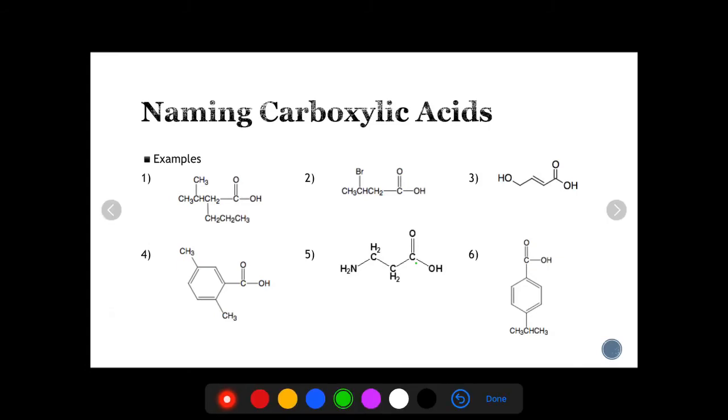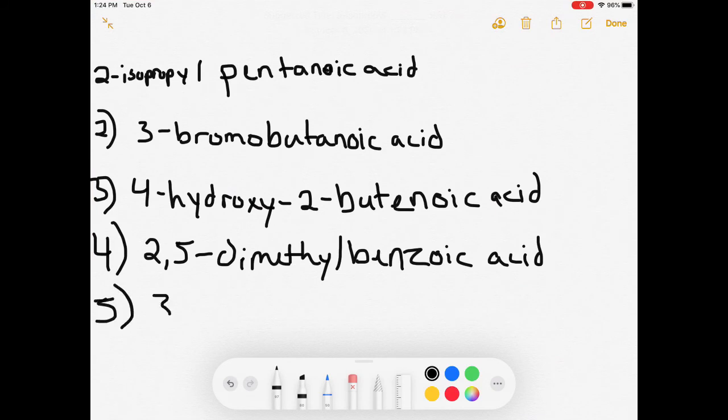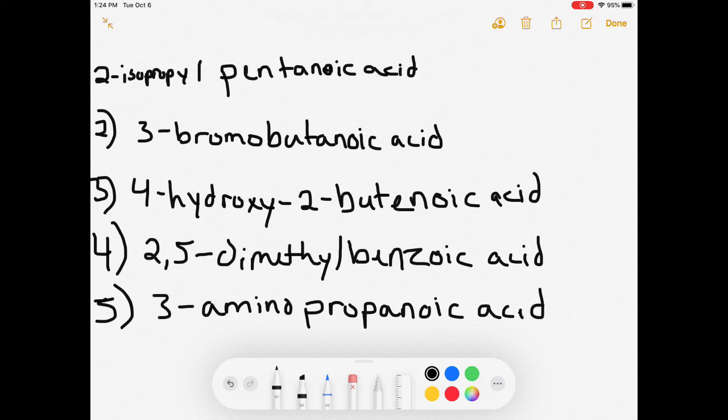Okay, and then number 5, we have 1, 2, 3. So we have an amine group here, amino group. So remember, it has lower priority than the carboxylic acid, so we're going to name it as a carboxylic acid. So we'll start by naming the amino group, which is on 3. So it'll be 3 amino, and then we had 3 carbons in our parent chain, so it's propane. So we drop the E and put OIC acid, so 3-amino propanoic acid.